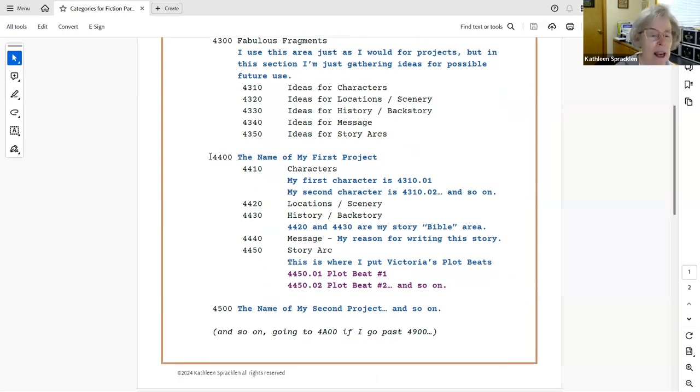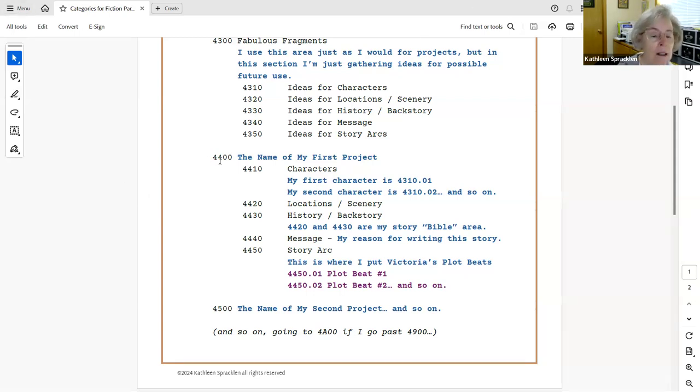I get serious at the 4400s. That would be my first project, and this is akin more to Victoria's novel. At 4500, that would be my second project, and I just keep going, 46, 47. If I get past 49, if I get super prolific, I'll just make it 4A and keep on going with the letters of the alphabet. So this will accommodate any number of works, fiction or nonfiction, that I create.